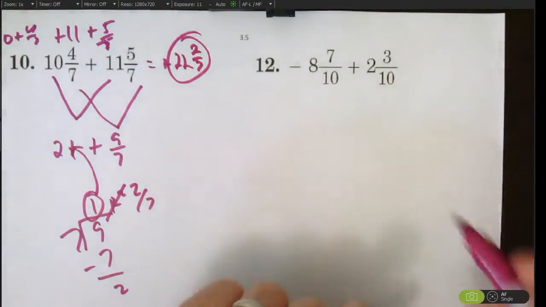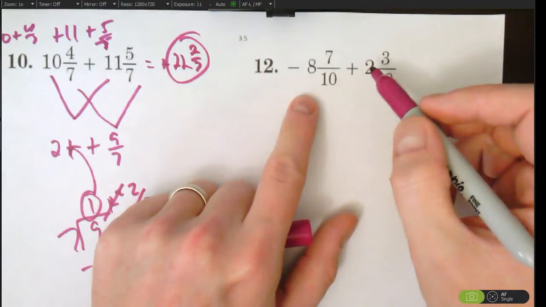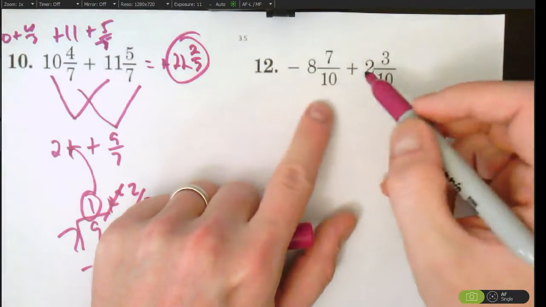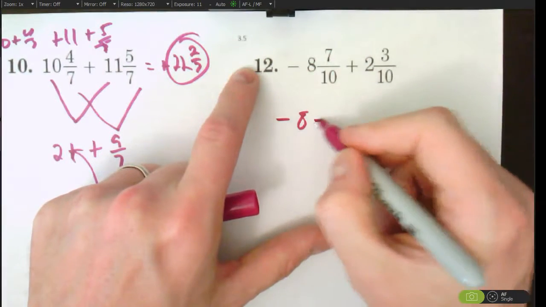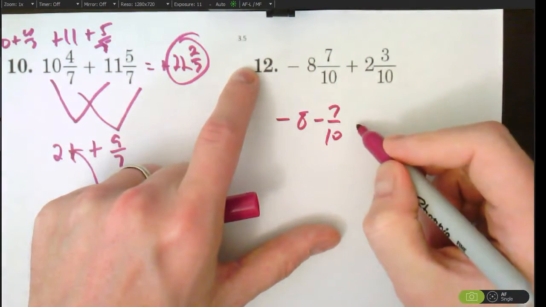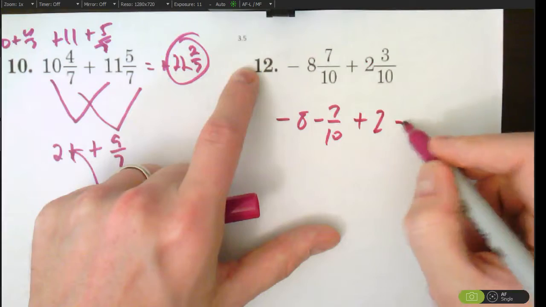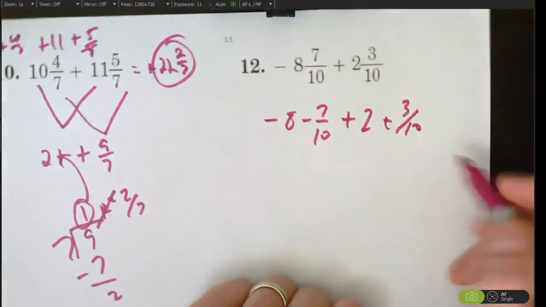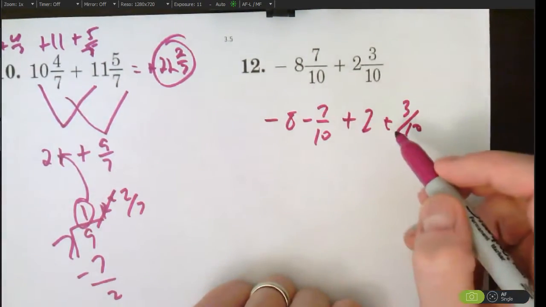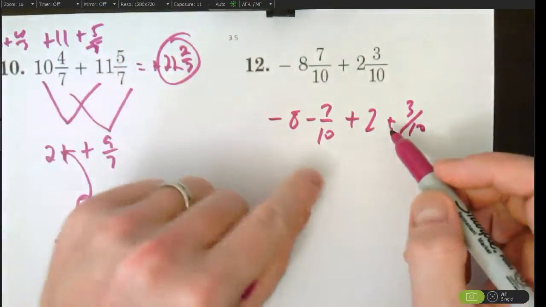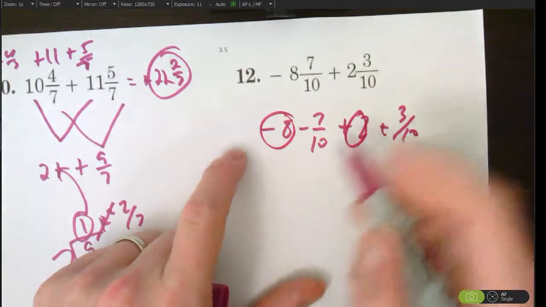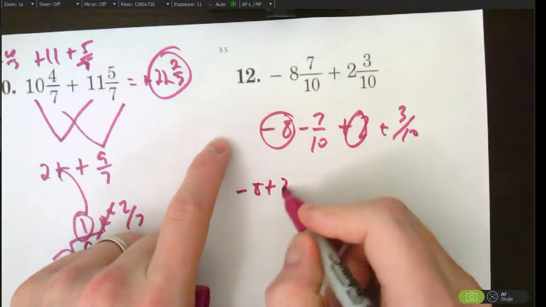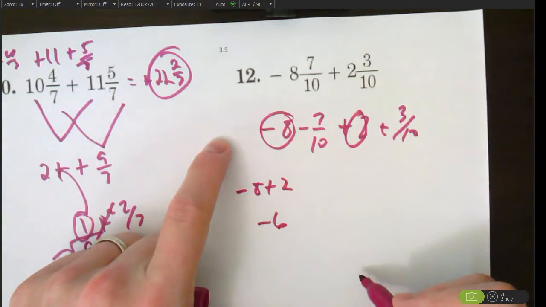Okay. Now, this is the part where it's confusing, if they're not like terms, like signs. That means it's negative 8 and negative 7 tenths, plus positive 2 and positive 3 tenths. So those were all positives before. Now if I do this trick of breaking it up, I've got to add a negative 8 and a positive 2, which isn't bad, it's negative 6.